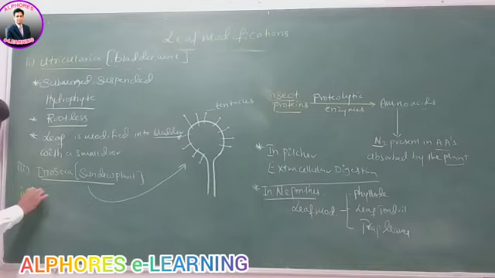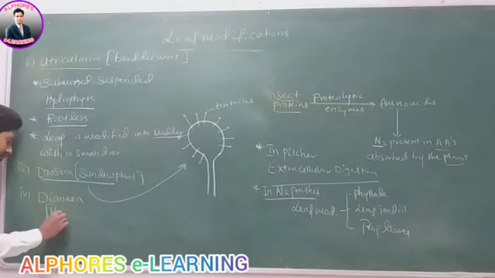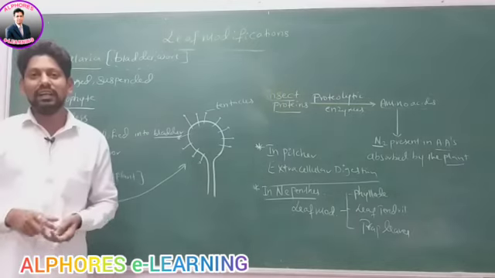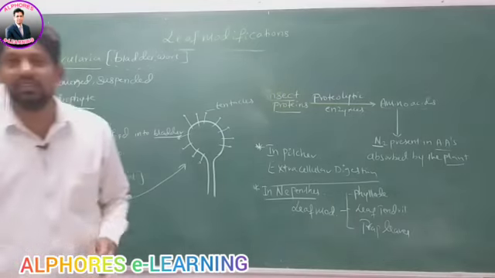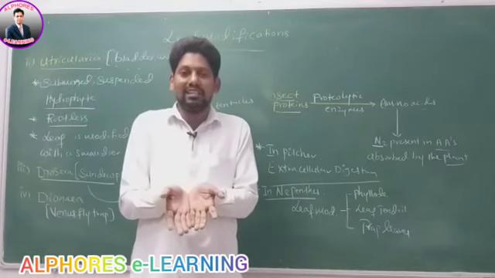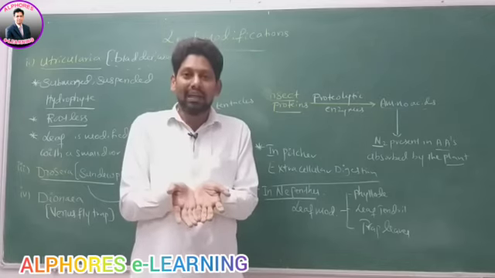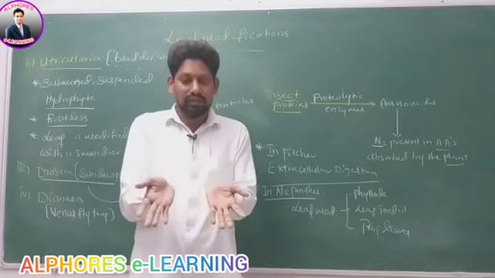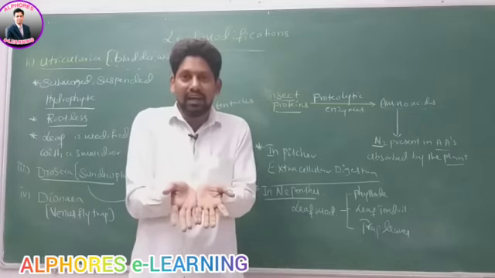Dionaea. What is the common name of Dionaea? Venus flytrap. What is the speciality of this Dionaea plant? In the case of the Dionaea plant, the lamina is bilobed. Bi means two. Two lobes are present, 1, 2. Therefore, the lamina is bilobed.